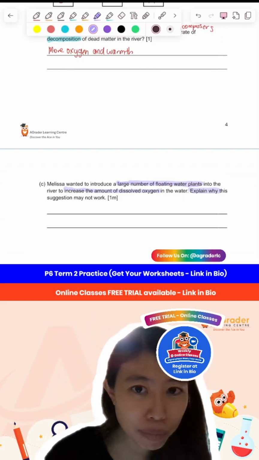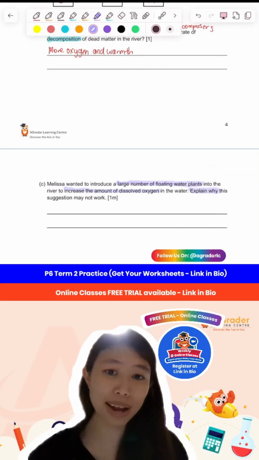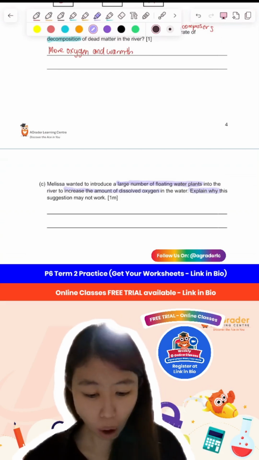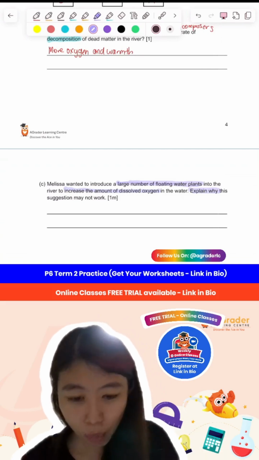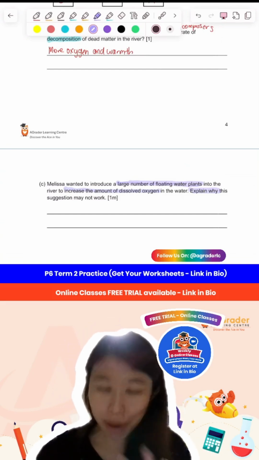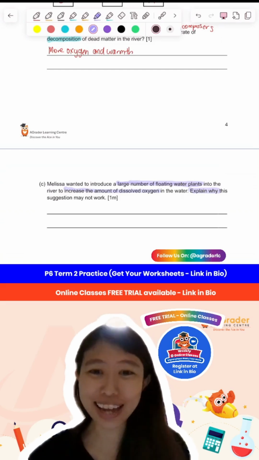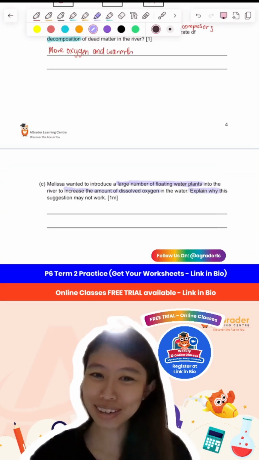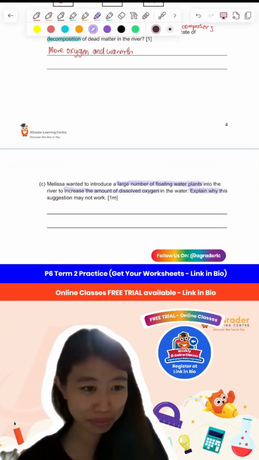Okay, do I have any idea why floating water plants doesn't help to increase the dissolved oxygen in the water? I give you a clue. I want to increase the oxygen level in the water, but Melissa says, let's add a large number of floating water plants. Any idea? Or you're still thinking very hard?